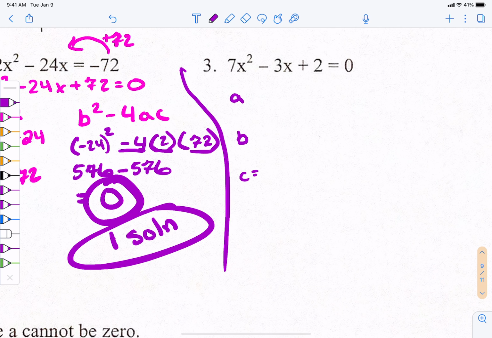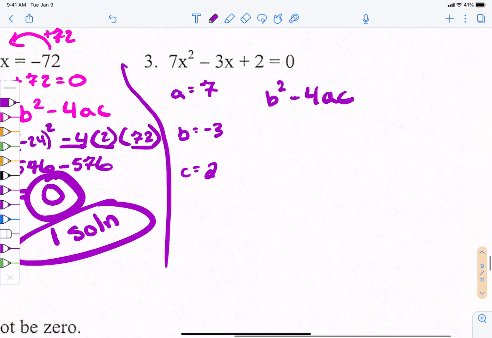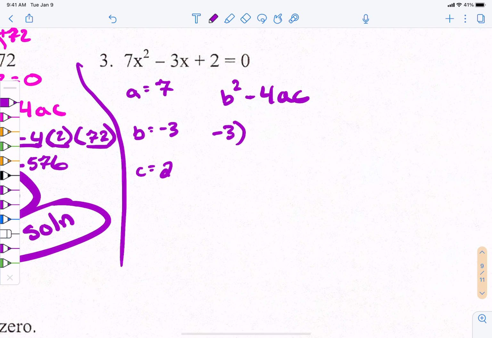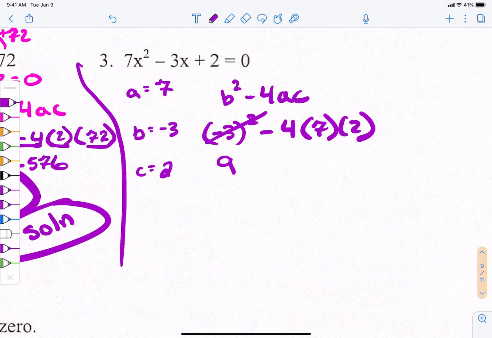A is 7. B is negative 3. C is 2. B squared minus 4AC. Negative 3 squared minus 4 times 7 times 2. This is 9 minus, is it going to be positive or negative? Negative 4 times 7 times 2. It's going to be negative.